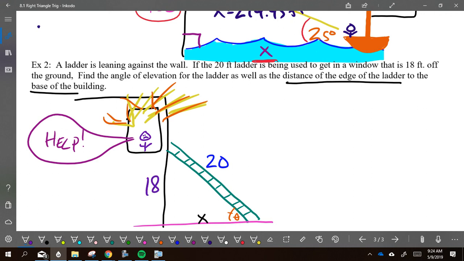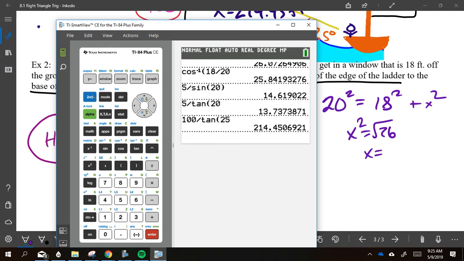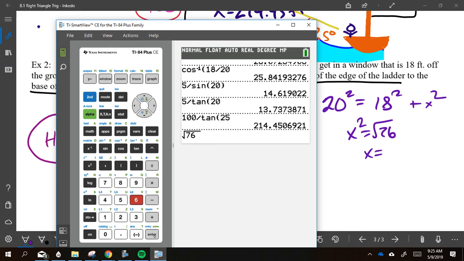Cole, what'd you do to solve for something? First I did the Pythagorean theorem. Pythagorean theorem. You picked the easy one. So what's that going to look like? 20 squared equals 18 squared plus x squared. So he subtracted the 18 squared and square rooted it. X squared is equal to the square root of 76. X is going to be equal to 8.72.